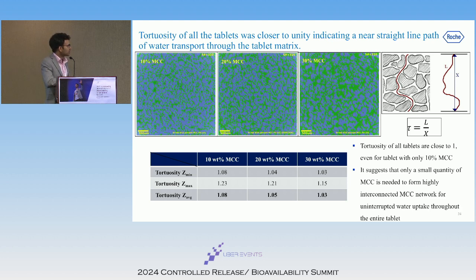So even with 10% MCC, the tortuosity value was closer to 1. And as the concentration increases, the tortuosity value decreases, which means that with an increase in the concentration of MCC, the fluid path length traveled is nearly direct from one end to the other end of the tablet.